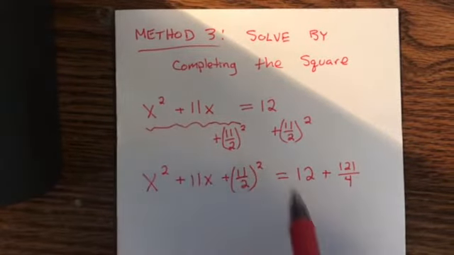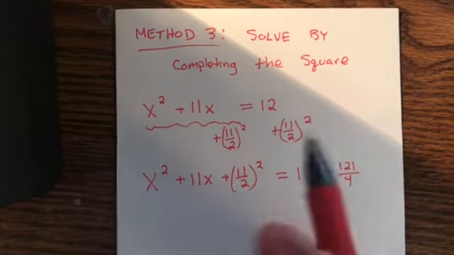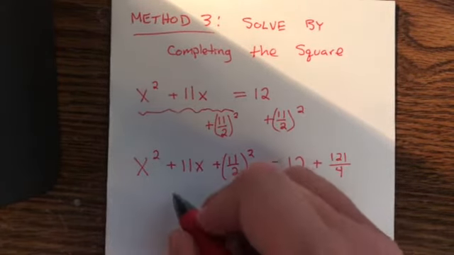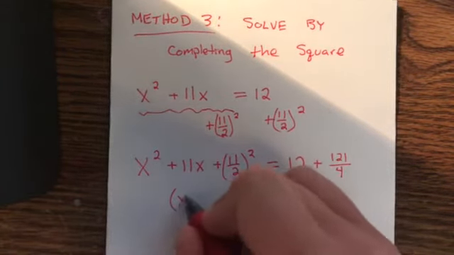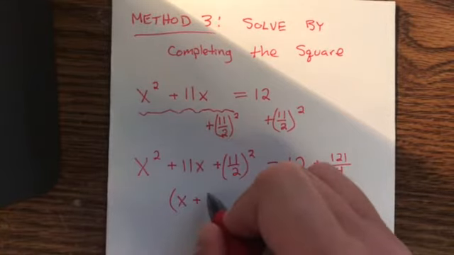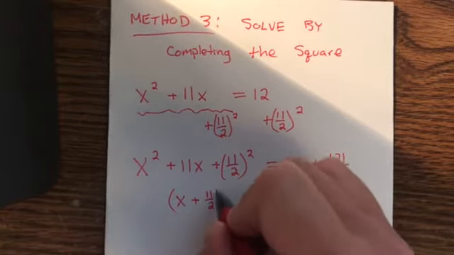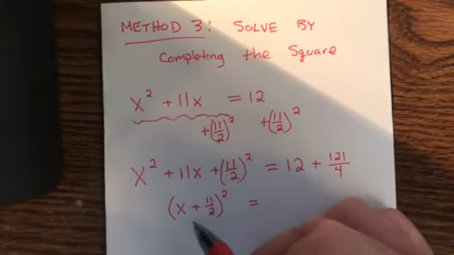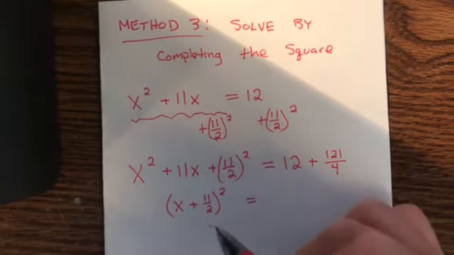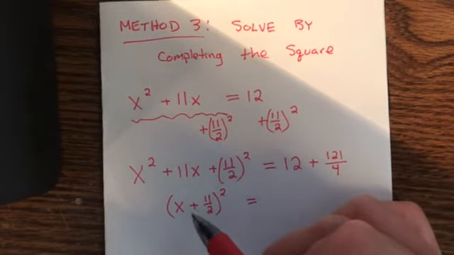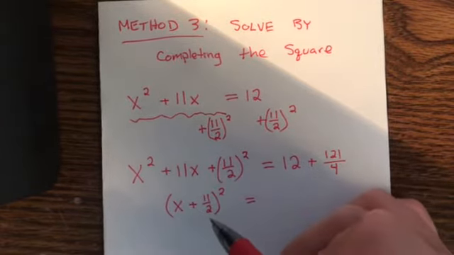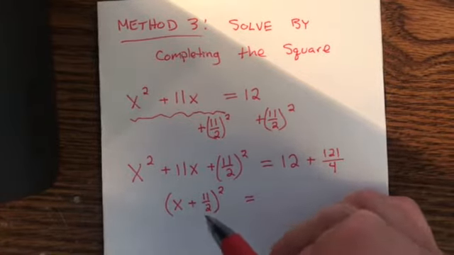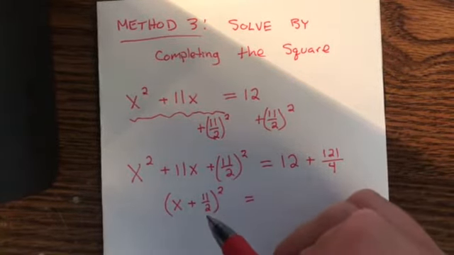Okay, now this left side of the equation, it is a perfect square trinomial. We can factor this. This factors as x plus 11 over 2 squared. If you want to FOIL this out to prove it works, that's fine. I do not need you to do that. But if you want to prove to yourself that this is a correct factoring, you may check your work there.